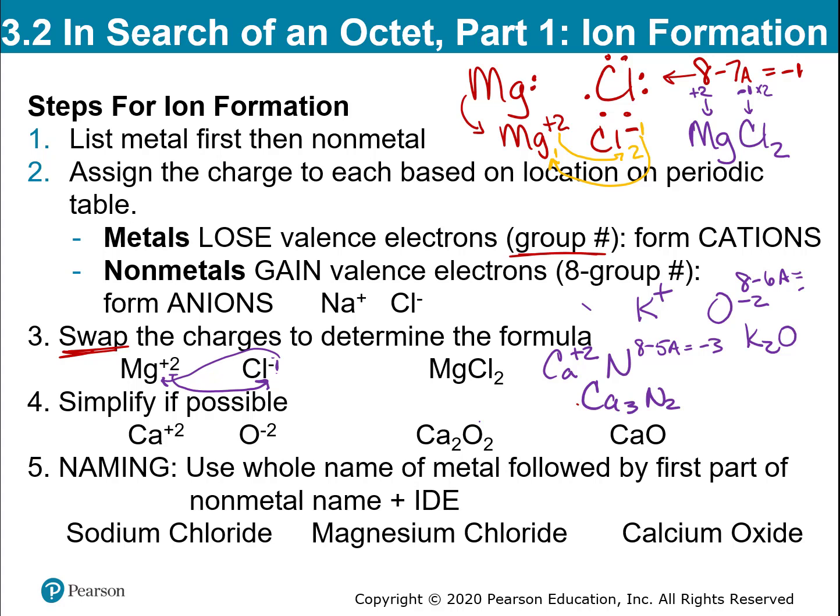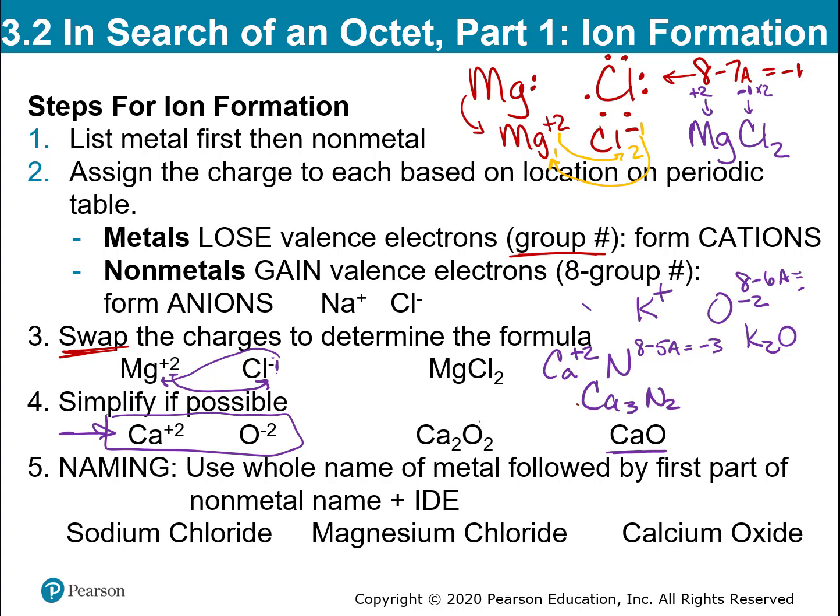Now, if you look at calcium and oxygen, this one here, when you assign the charges for these, calcium is in group 2, it's a +2. Oxygen's in group 6, so 8 minus 6 makes -2. But notice if I swap these, they're both 2s. So the rule with that is to simplify. So the simplest whole number ratio that calcium and oxygen would exist in is a 1-to-1. So I always kind of look at this and say, oh, well, they're already equal. The +2 and the -2 equal each other, so they exist in a 1-to-1 ratio.